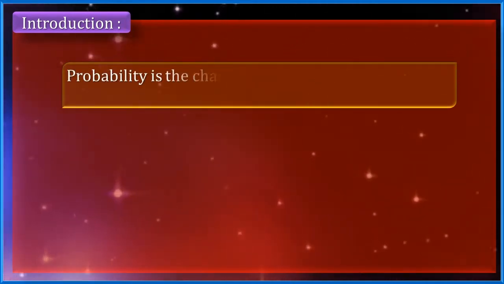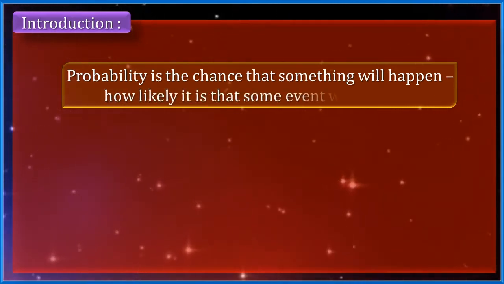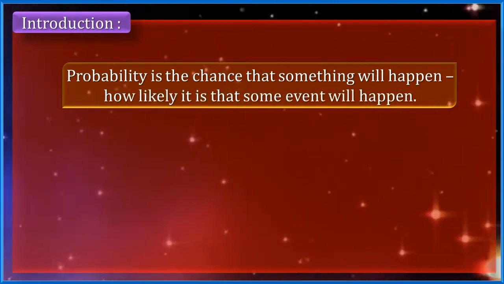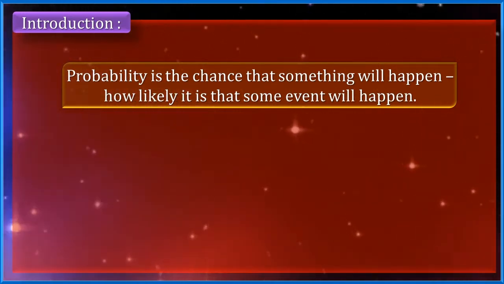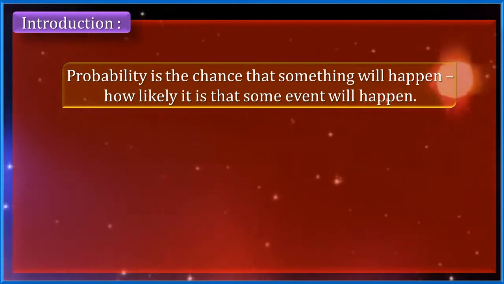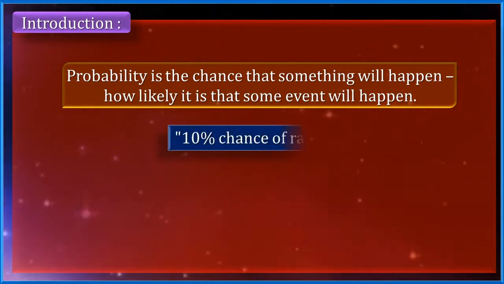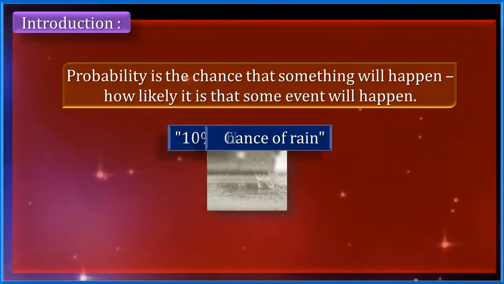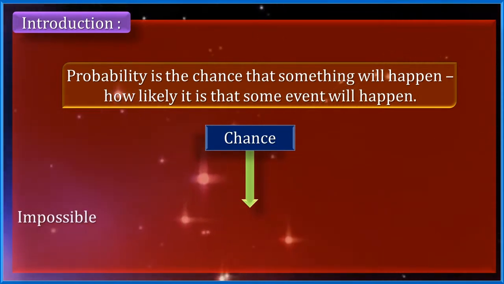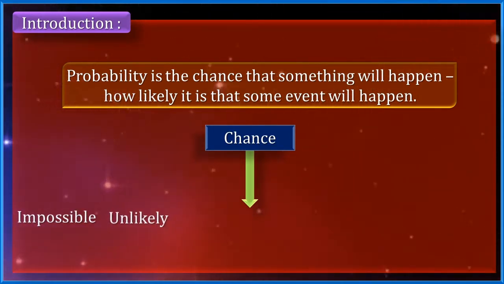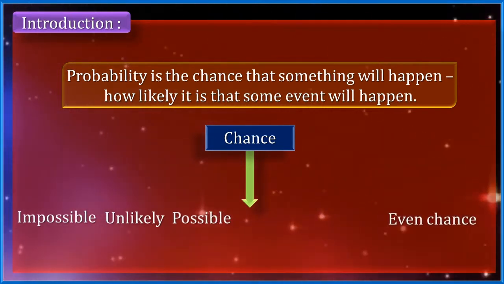Probability is the chance that something will happen, how likely it is that some event will happen. Sometimes you can measure a probability with a number, like a 10% chance of rain, or you can use words such as impossible, unlikely, possible, even chance, likely, and certain.